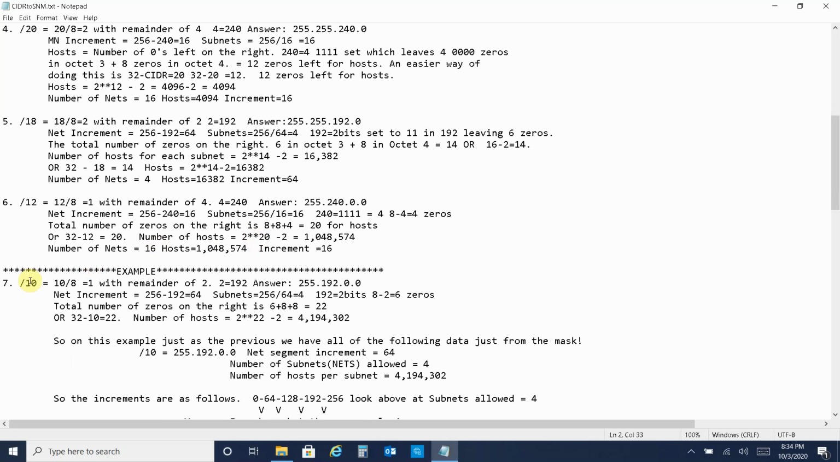Let's look at number 6, slash 12. Another weird one that you may never see, but here it is. It'll be on the test. Well, 8 goes into 12 only one time and has a remainder of 4. We know 4 is 240. So we know we're going to have one 255 at the left, and we're going to have a 240, and the rest are 0s. So this is actually a class A with subnet bits borrowed.